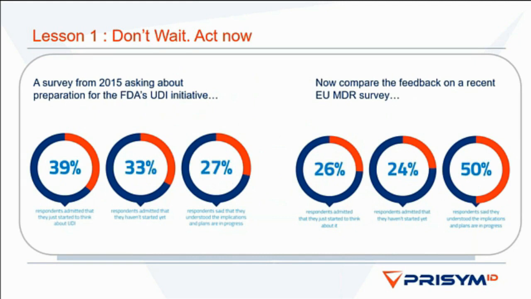Now, looking at the results of the survey, we see that 50% of responses have already made a good start. Now, this is better than what we experienced with UDI, which is good. They understand the impact and are planning or have already got plans and budgets in place. Now, if you're not in that 50%, then now really is the time to get started.